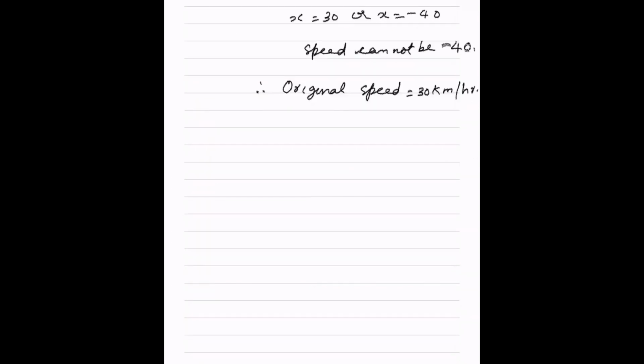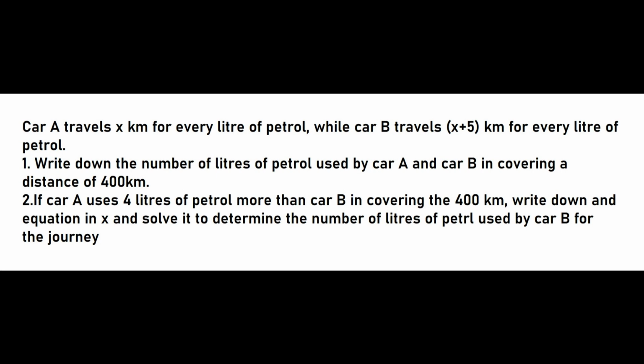Okay, next question. Car A travels X kilometer for every liter of petrol, whereas car B travels X plus 5 kilometer per liter. Write down the number of liters of petrol used by car A and car B in covering a distance of 400 kilometer. Which car will be using more petrol?